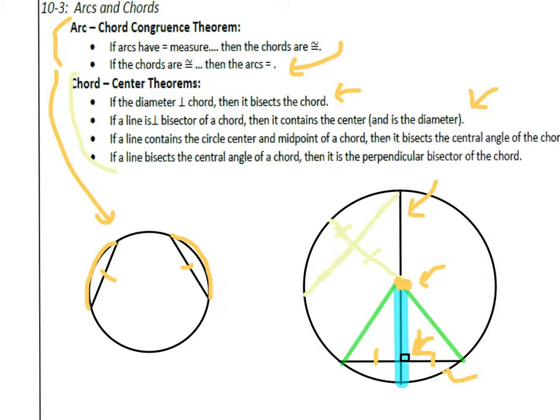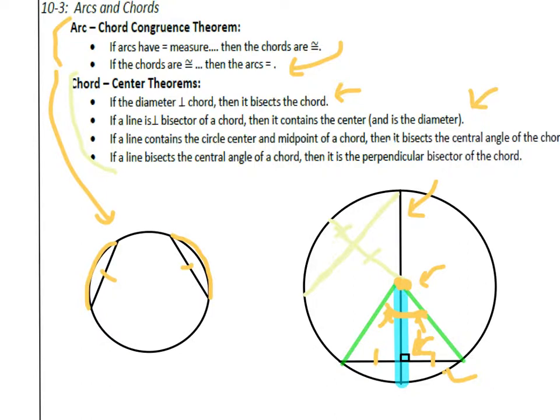If a line contains the center of the circle and the midpoint of the chord, then it bisects the central angle. What we're talking about there is this central angle that I've extended with these green lines. Basically it bisects this angle. So this angle here and this angle here are going to have equal measure. And if a line bisects a central angle of a chord, then it's perpendicular. It is the perpendicular bisector. All this stems from this one picture here.